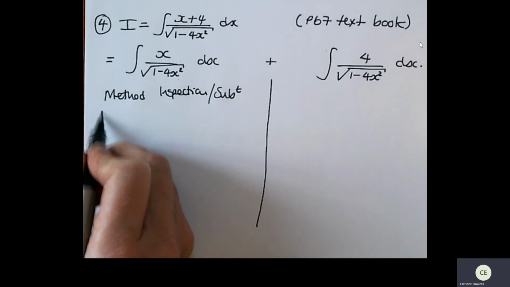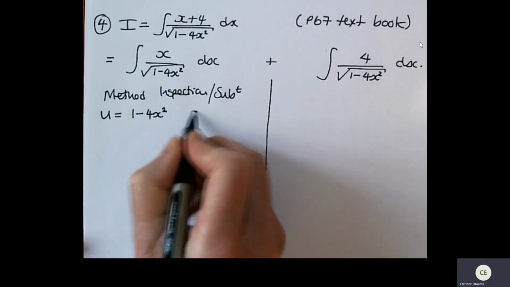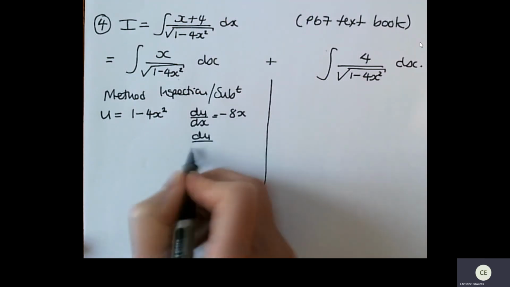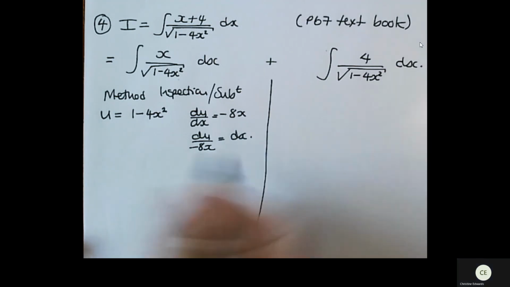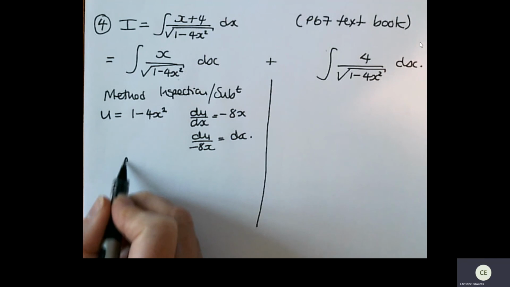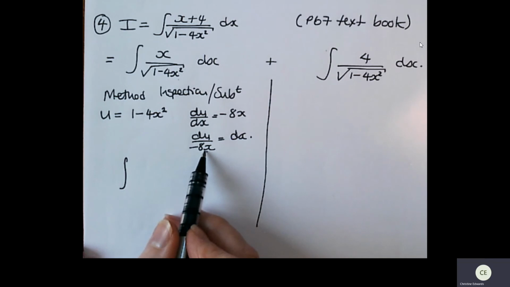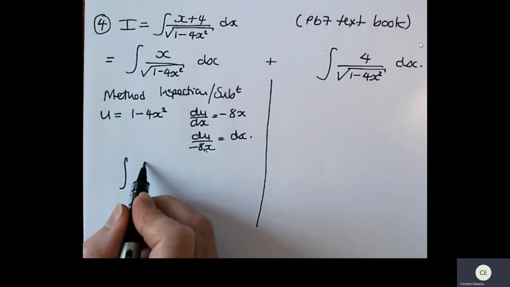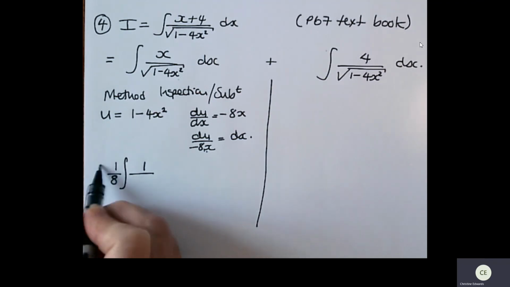So if we're going to use substitution, we're going to let u equal the 1 minus 4x squared. Pre-working, du by dx is going to give me minus 8x. So du will be minus 8x, divided by minus 8x equals dx. So substituting in, I'm going to replace dx with du over minus 8x. That means that the x's will cancel. So I've got 1 there. I've got a minus 8 on the bottom of a fraction, so I'm going to take that out front. So we've got minus an 8th.